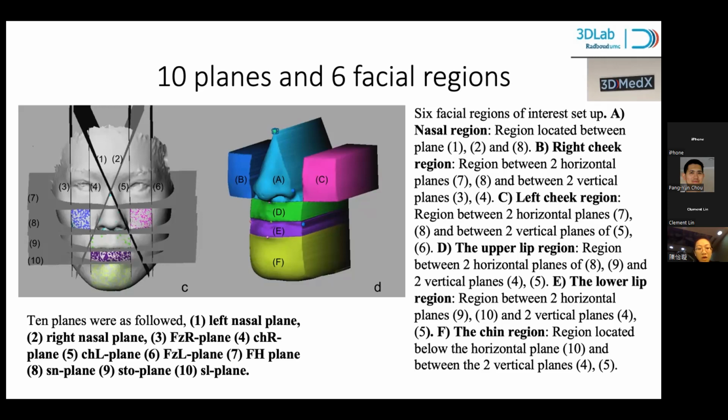And with these planes, we will set up 6 facial regions which we are interested in, including nasal region, right and left cheek regions, the upper lip region, the lower lip region, and the chin region. To close the 3dMD volume and calculate the volume of each region, we use the reference coronal plane as a backplane to calculate the region's volume.